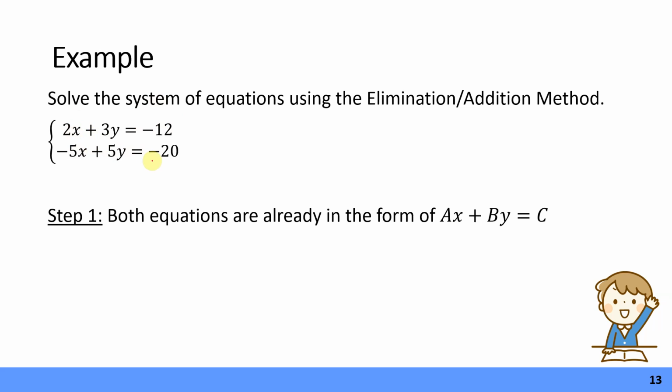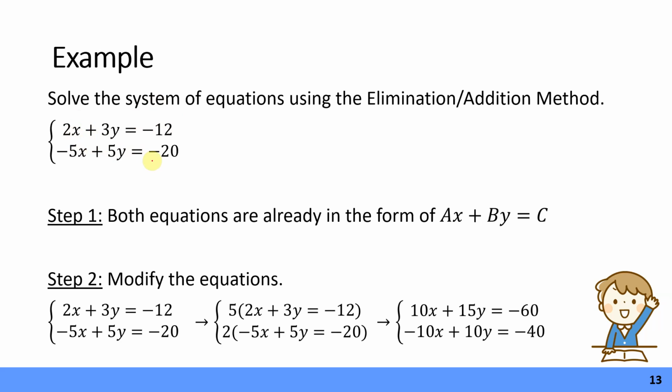Now, step 2. This is where things can get tricky, you guys. I know you're going to be like, I hate this method, but it's okay. Step 2, we're going to have to modify the equations, okay? Don't freak out. This is what we're going to do. The x's have to have opposite coefficients. So the 2 does not cancel with a -5. Now let's try the y's. The 3 does not cancel with a 5. So we cannot eliminate these yet.